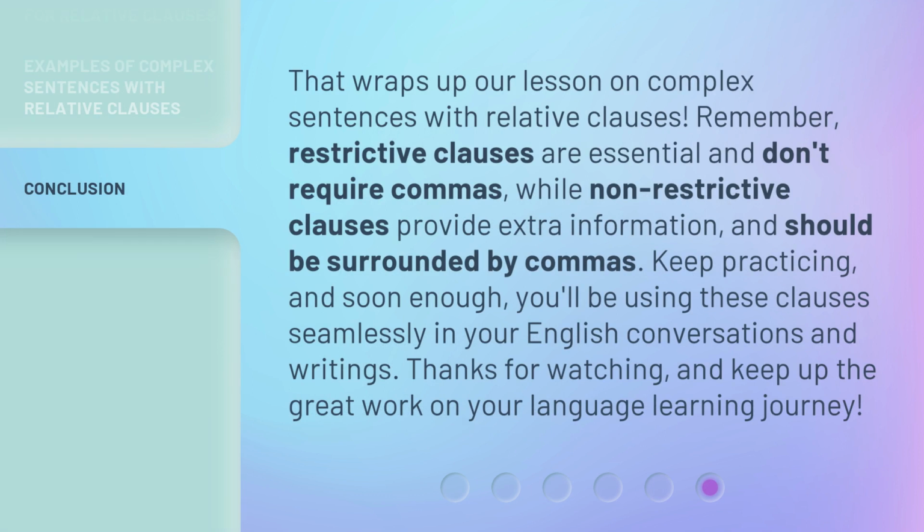That wraps up our lesson on complex sentences with relative clauses. Remember, restrictive clauses are essential and don't require commas, while non-restrictive clauses provide extra information and should be surrounded by commas. Keep practicing, and soon enough, you'll be using these clauses seamlessly in your English conversations and writings.